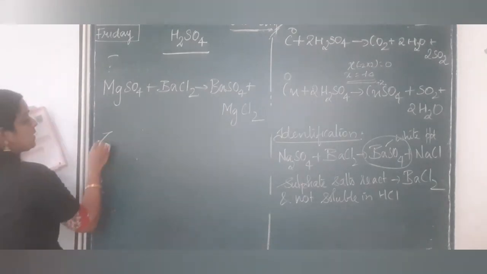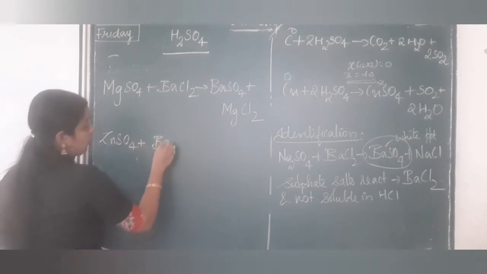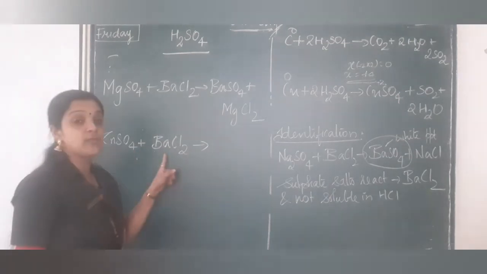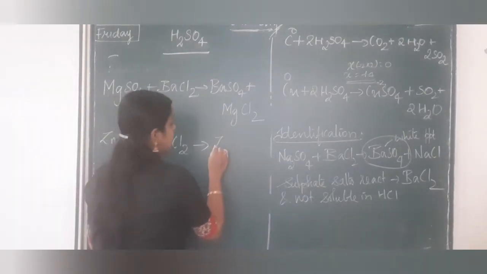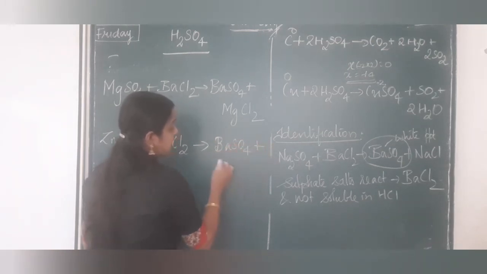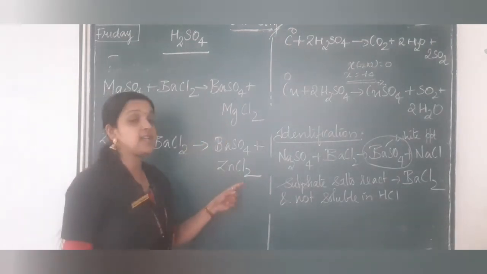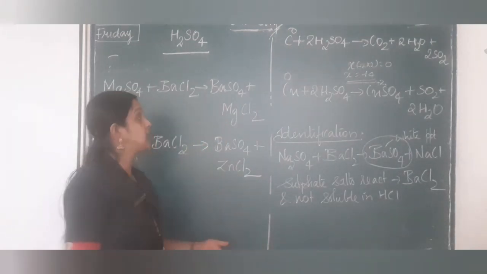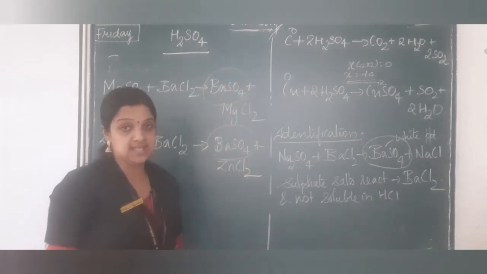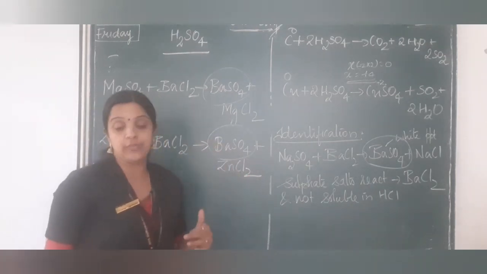Now what happens when zinc sulfate is treated with barium chloride? Again, I am going to take zinc sulfate salt and treat it with barium chloride. So what I get is barium sulfate, the white precipitate, and I get zinc chloride. Magnesium chloride and zinc chloride can react with HCl, but what will happen to my barium sulfate? It does not dissolve in HCl. So that is what we will be learning in the identification of the salt.